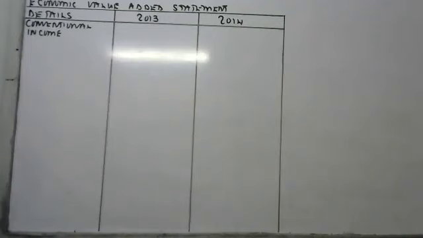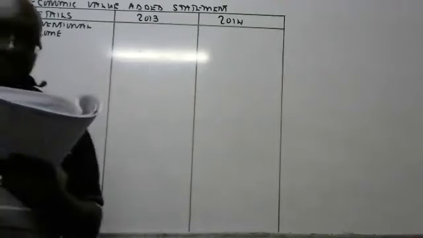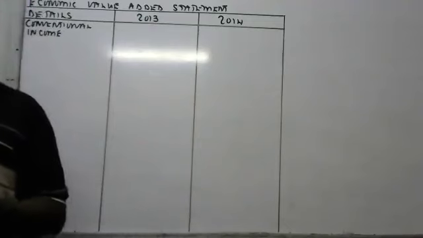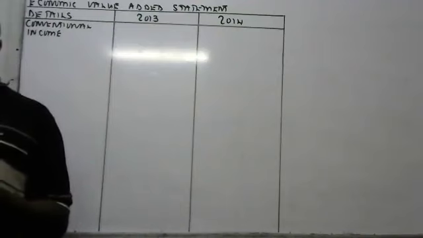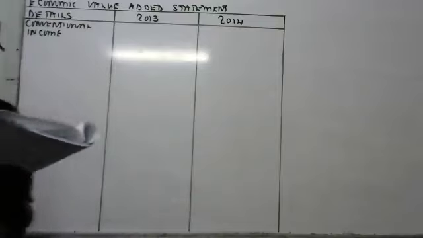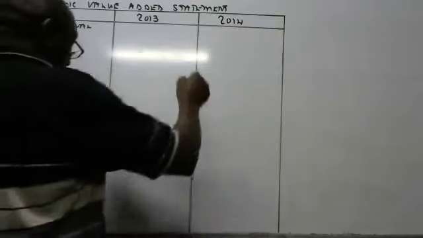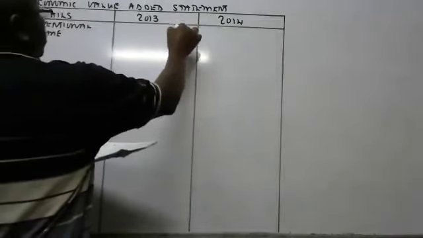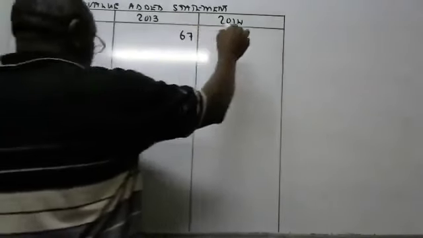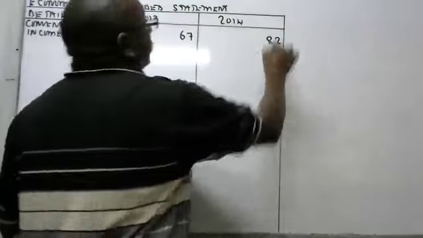So you see, now here in our statement, we already have two figures that contain the word profit. You can begin with the profit before tax. You can also begin with the profit after tax. That is the one that I want us to start with, the profit after tax. So here you put 67, and here you put 82.